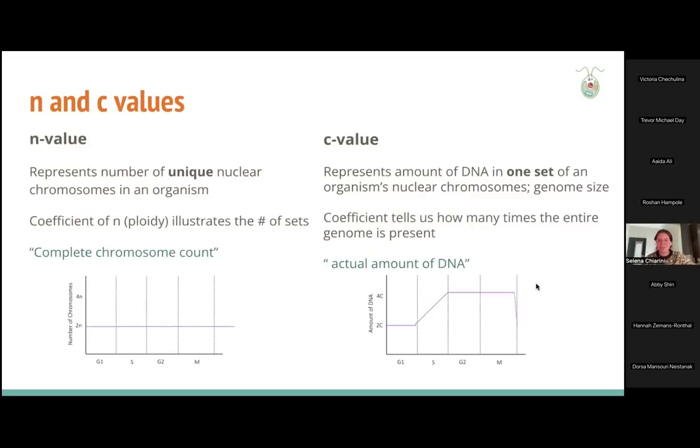Okay, everyone's favorite topic. So N and C values, they're really peculiar because N focuses on a really nifty rule, but we're going to break it down and you're totally going to understand it. So N value is defined as the number of unique nuclear chromosomes in an organism. So you have your coefficient that is going to be your ploidy, and then that's going to illustrate the number of sets. So another way to think of this is your complete chromosome count.